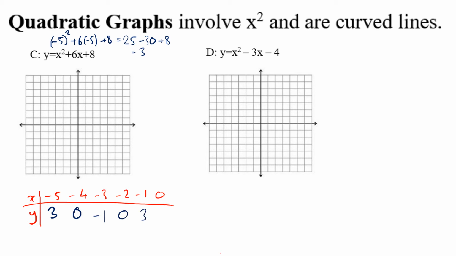Back to 3. And then if 0 goes in, you get 8. Probably worth noting that whenever you put 0 in, you get the number that's at the end of the equation. It's the y-intercept. Anyway, so we can plot those points down. We've got minus 2, 0 as our sort of starting point. Minus 3, minus 1, minus 4, 0, minus 5, 3.